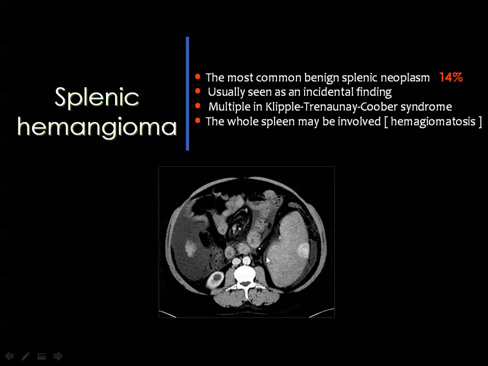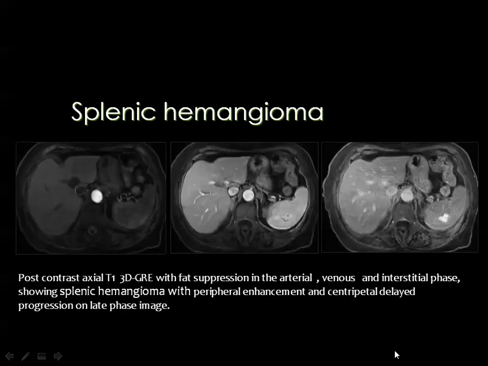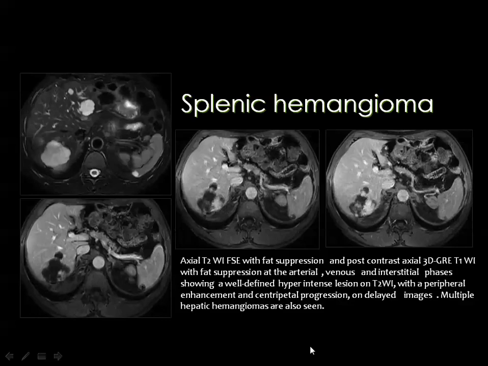This is a case of liver cirrhosis, and you see the liver is shrunken with ascites, the spleen is enlarged, and there is an incidental hemangioma. And this is a splenic hemangioma by MRI. In the arterial phase, you cannot see the hemangioma, but later on you see filling of the hemangioma with contrast medium. And this is a hepatic hemangioma and a splenic hemangioma as well.